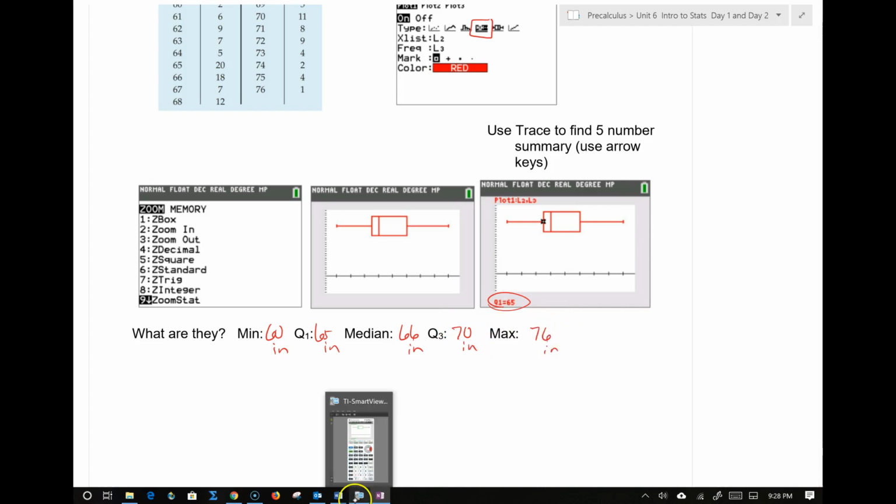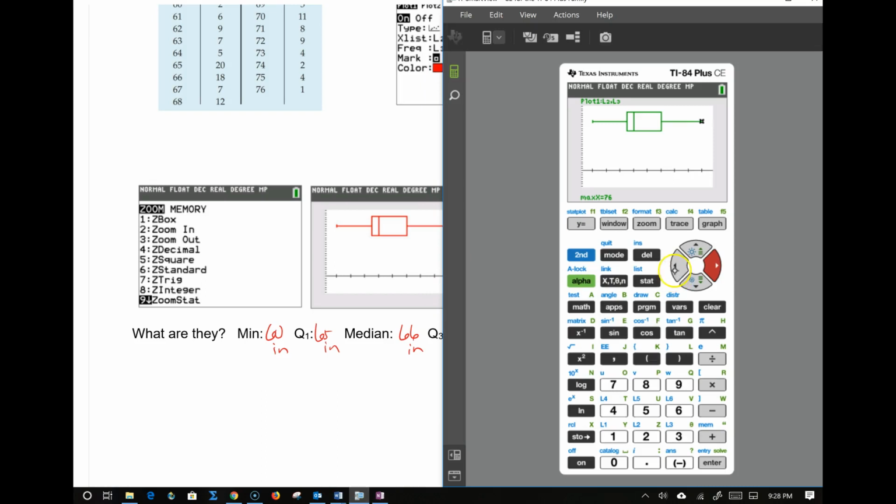Now, again, let me pull this up so you guys know exactly where I'm going. Remember, trace, you just arrow left or right, but it will tell you what's there. So here, your min value is at 60. My quartile 1 is at 65. My quartile 2 is at 66. But notice how much farther from the median to the maximum it is. It's more spread out. So the upper 50% of the data is more spread out. It's not crunched together like the other parts. But now here's the cool thing.